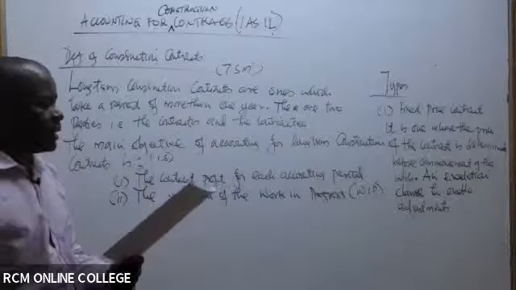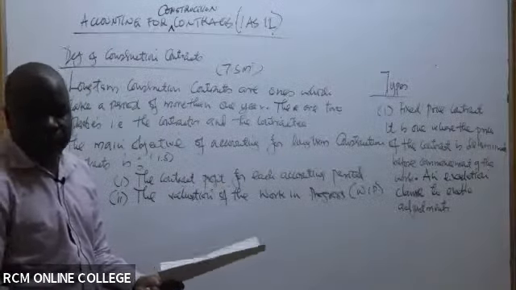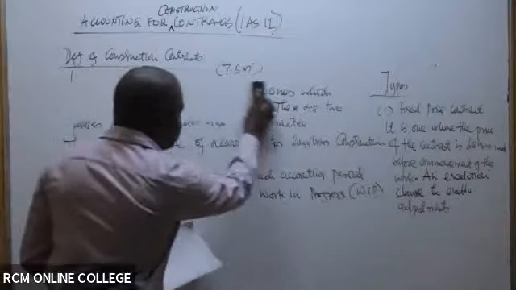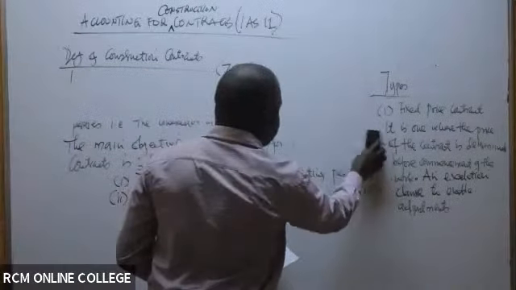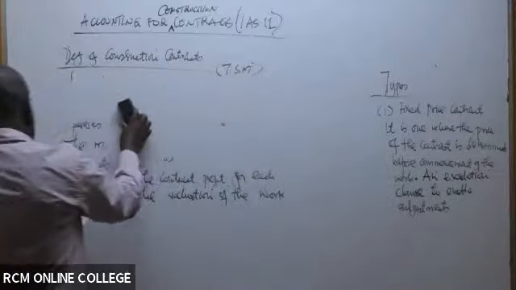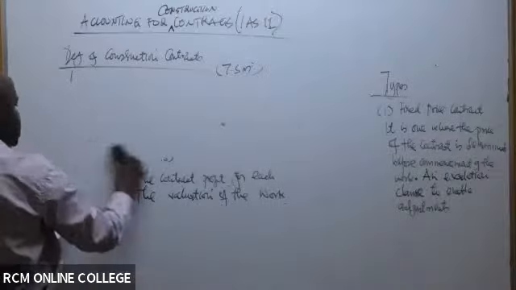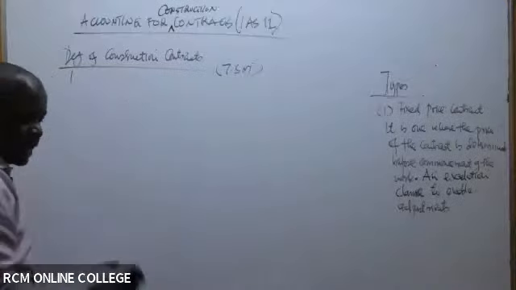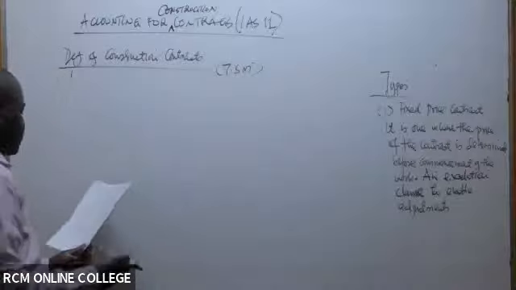Then we have another one, number two. So the first one we've said is a fixed price contract. Then number two, we have the cost plus contract. A cost plus contract. So that is the number two type of contract.